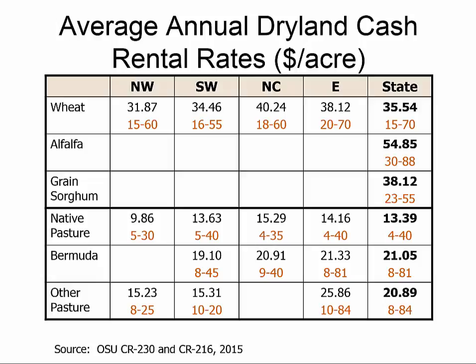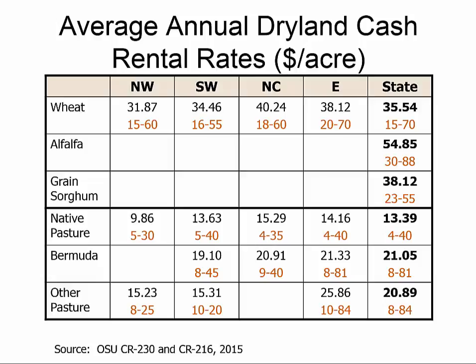Current Report 216 reports pasture rates. The state average for native pasture was $13.39 per acre, with the highest rates again in north central Oklahoma and lowest in northwest Oklahoma, where lower rainfall limits the stocking rates. Bermuda pasture rental rates averaged $21 per acre, but with a range of reported values from $8 to $81 per acre. Other pasture is primarily Old World Bluestem in western Oklahoma and fescue in eastern Oklahoma, and commands a higher rental rate than native pasture.